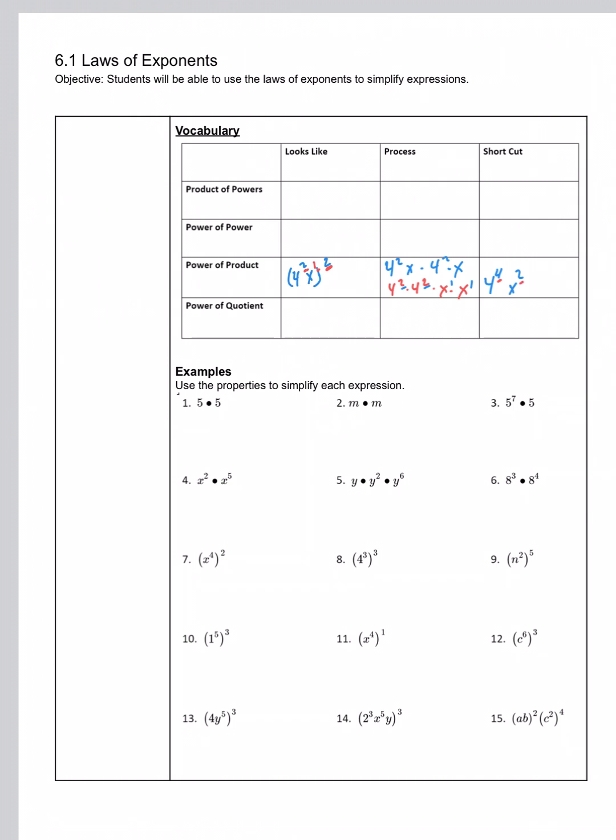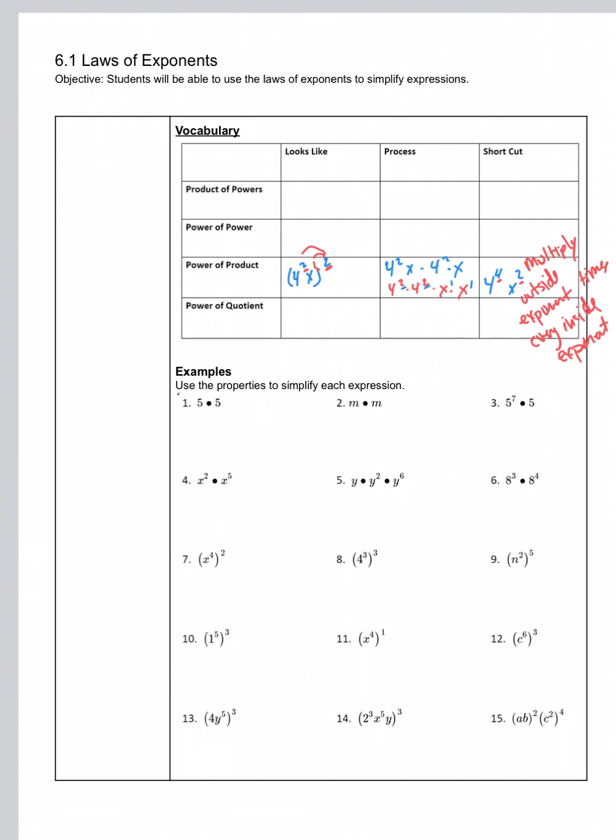So our shortcut is to multiply the outside exponent times every inside exponent. Take the outside exponent and multiply it by each of those inside exponents. And if there is no exponent, we make it that 1. So let's do some examples like that.